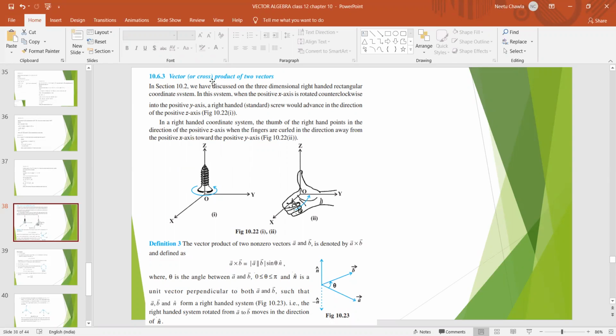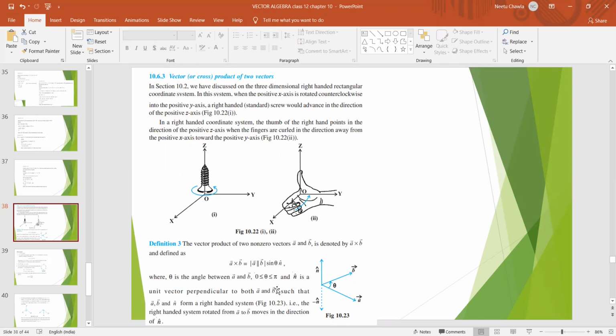Why is this topic and this right-hand thumb rule being shown over here? Because they just wanted to tell you in which direction the final vector will be. So this is the positive z-axis, where x is moving towards y. From the definition, which Siddhi also told, the vector product of two non-zero vectors a and b, denoted by a cross b, is defined as: a vector cross b vector is equal to modulus of a, modulus of b, sine theta, n cap. This n cap is perpendicular to both the vectors.